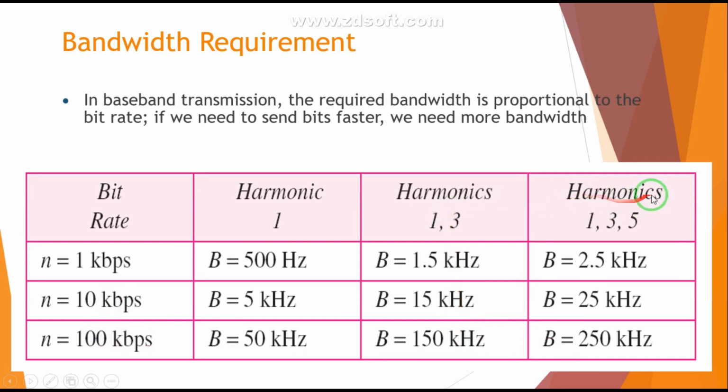And similarly, it is for harmonics 1, 3 and 5. So the conclusion is that the required bandwidth is proportional to the bit rate. If you need to send the bits faster, you require more bandwidth.